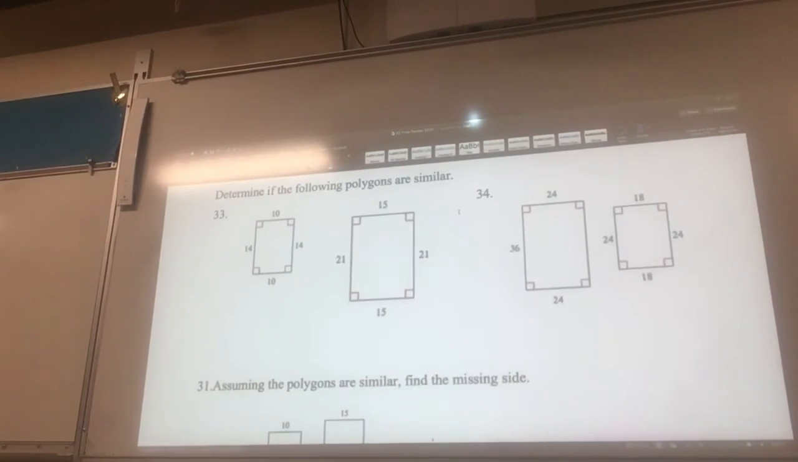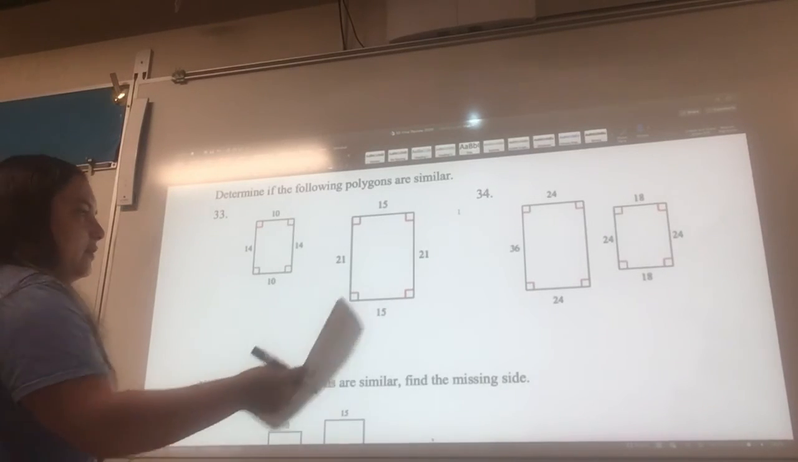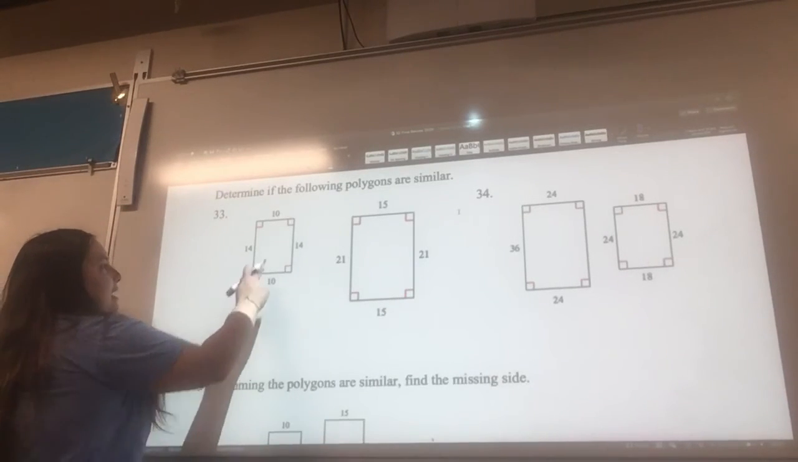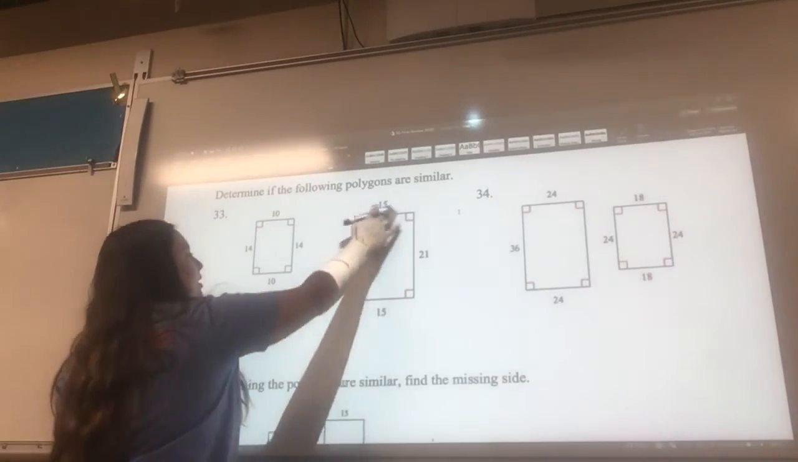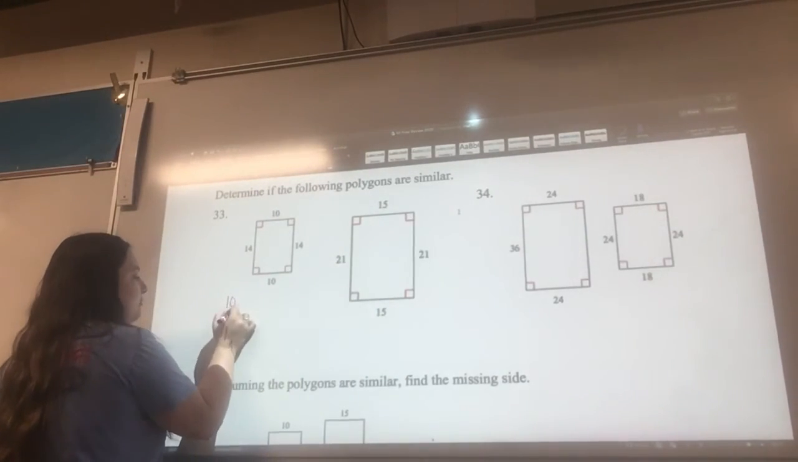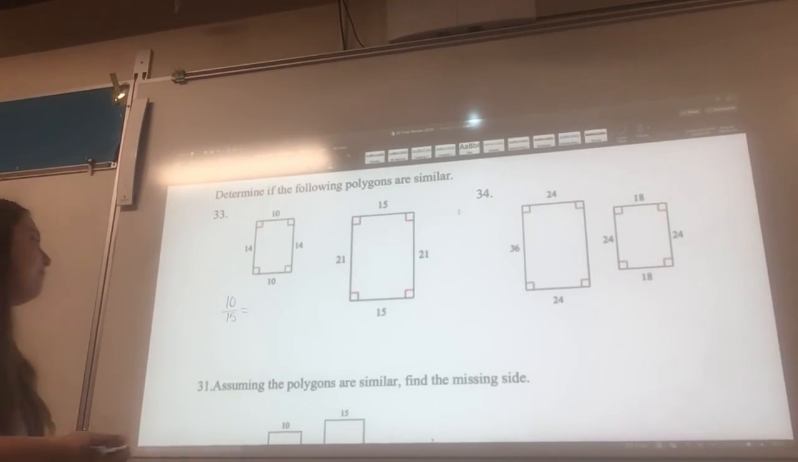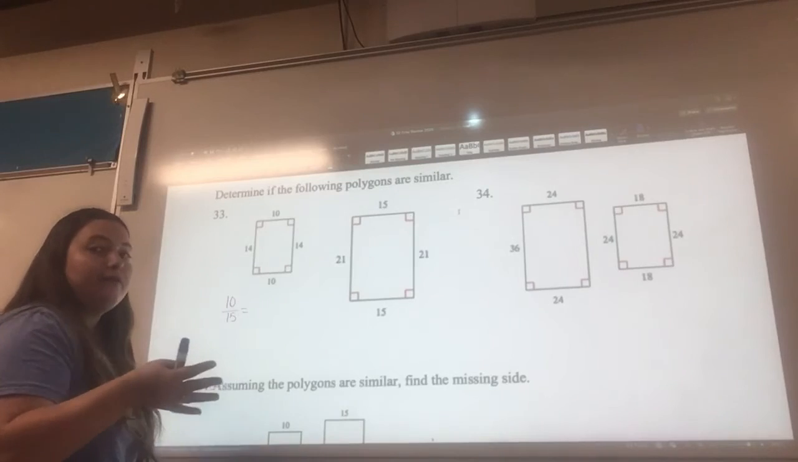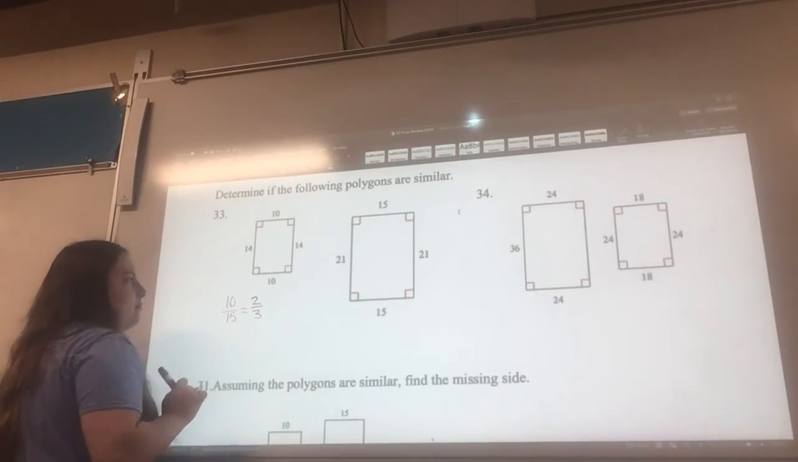So determine if polygons are similar. We're going to do 33 together. You have to do 34. So you take the smallest number over here, so that's 10, and the smallest number over here, so that's 15. So 10 over 15. I want to simplify it. Well, 10 and 15 both have a 5. So I'm going to divide by 5 and see that it is 2/3.